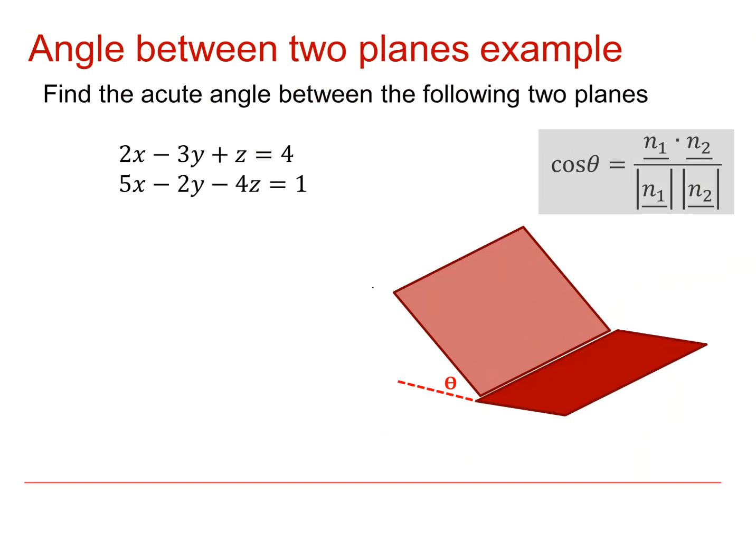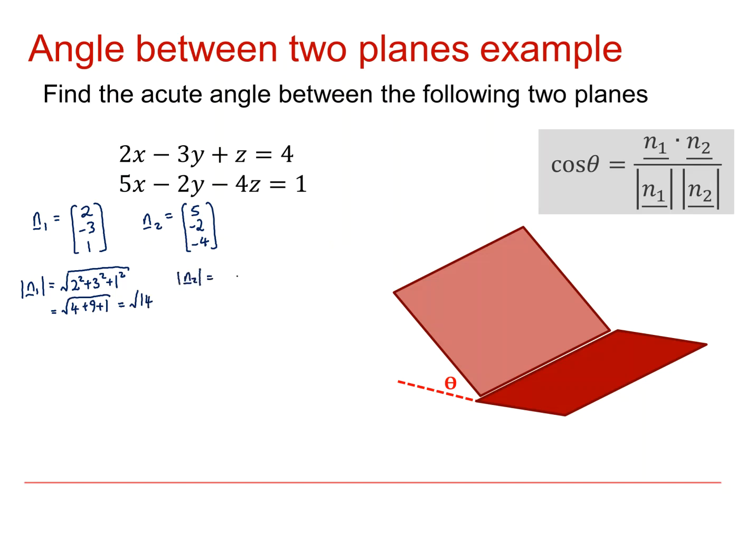Here's an example. I'm going to need both the normal vectors, so I'll start by writing those down. The first one is (2, -3, 1). And the second one is (5, -2, -4). I'm going to need their magnitudes, so I'll find those. The first one, root of 2 squared plus 3 squared plus 1 squared, which is root 4 plus 9 plus 1, which is root 14.